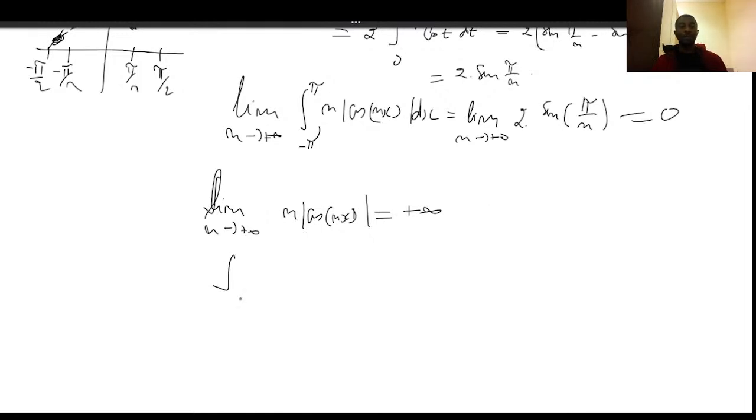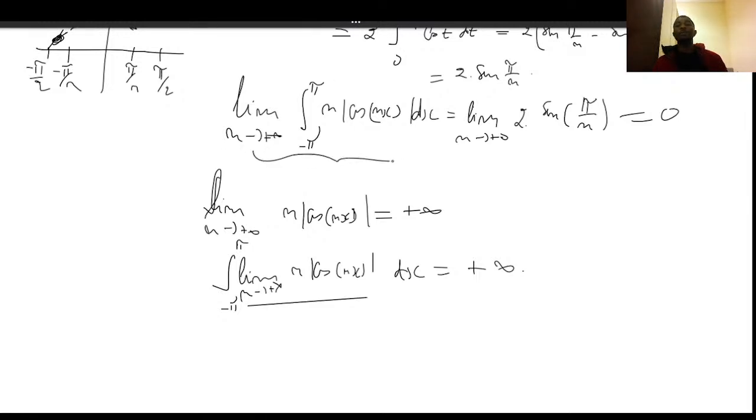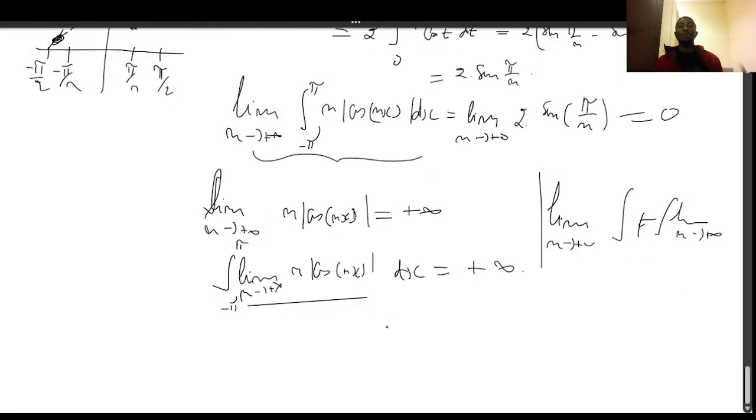And then the integral from minus pi to pi of the limit as n goes to plus infinity of n modulus of cosine of nx will give us plus infinity. You see that the limit that we get with the integral, with the limit outside of the integral, is different from the integral that we get with the limit inside. So we have seen that the limit of the integral is different from the integral of the limit. We could also think that something like that can happen because we have seen that the Beppo Levi theorem was not fulfilled.